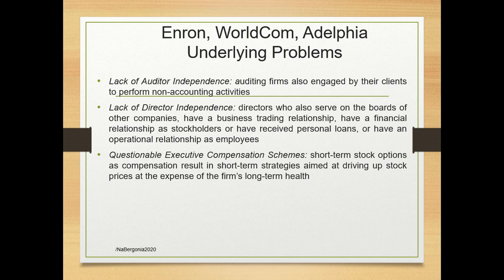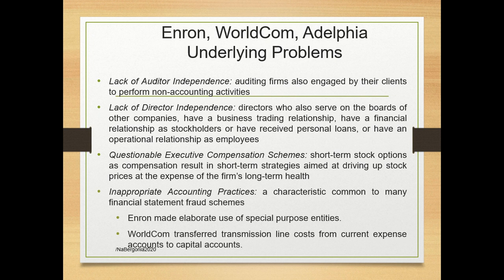Okay? Questionable executive compensation schemes. So short-term stock options as compensation result in short-term strategies aimed at driving up stock prices at the expense of the firm's long-term health, as well as some inappropriate accounting practices. Let's say for example, kay Enron, nagkaroon ng use of special purpose entities. Sa WorldCom naman, they transferred transmission line costs from current expense account to capital account. So they manipulated the financial statements per se.